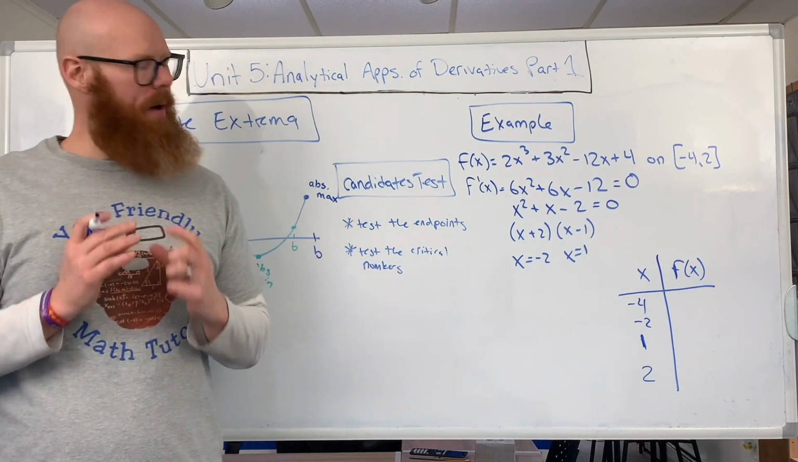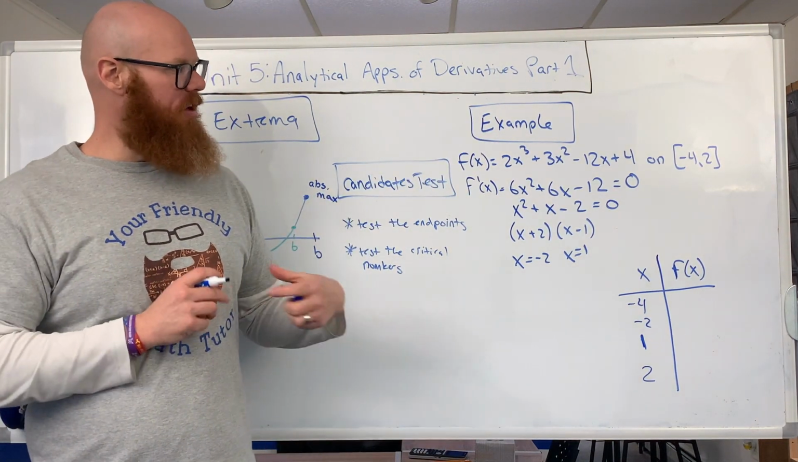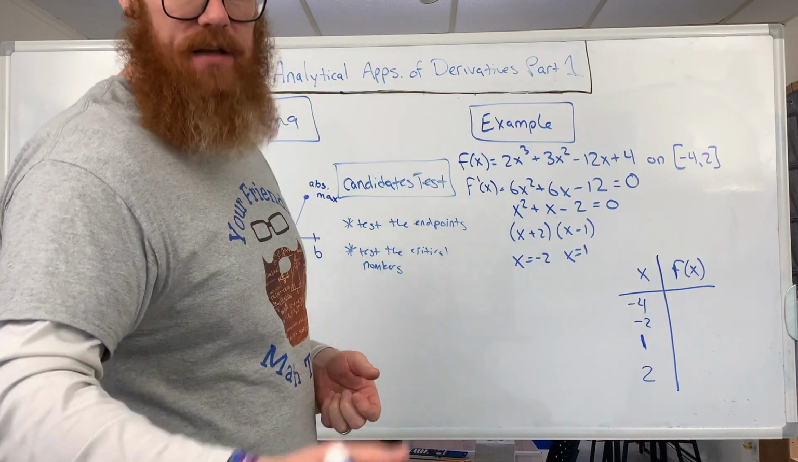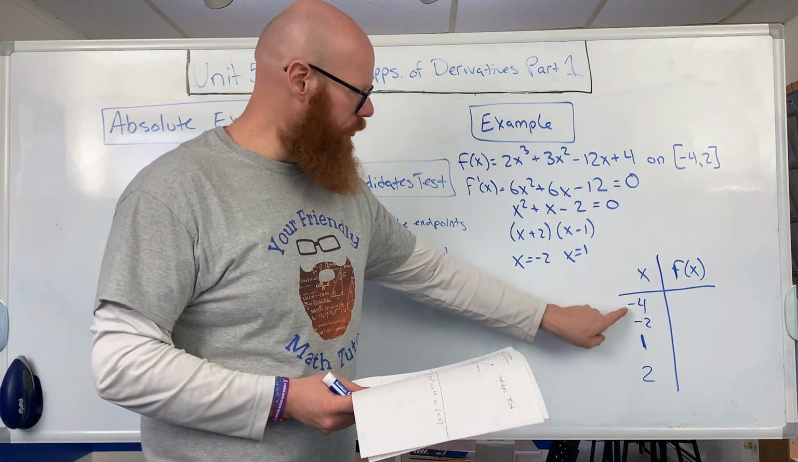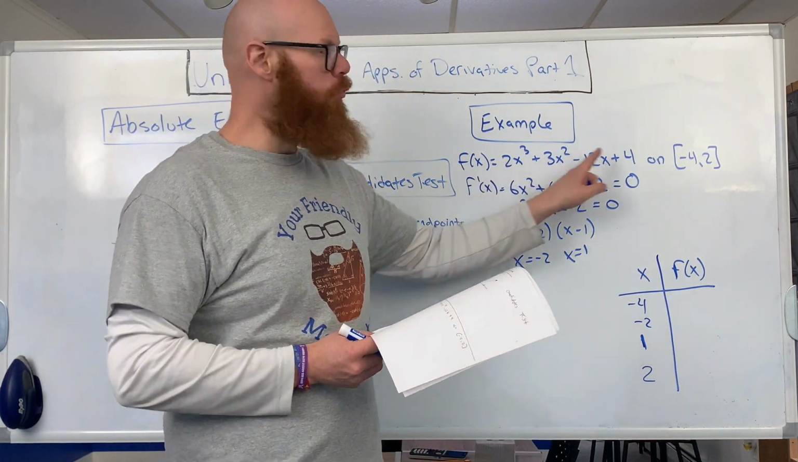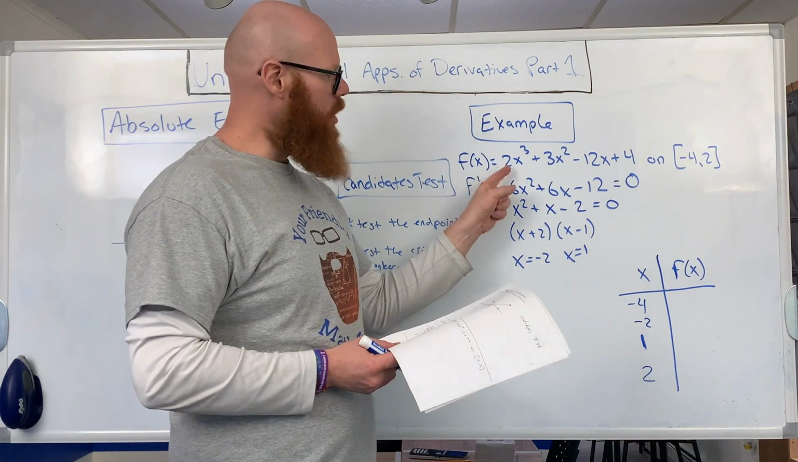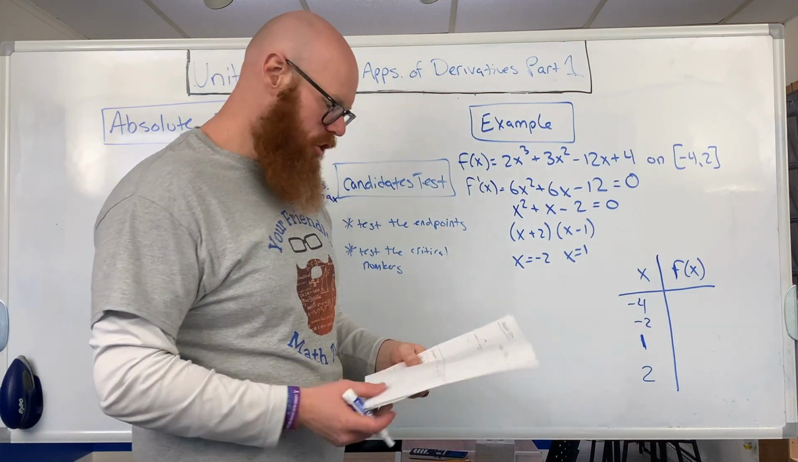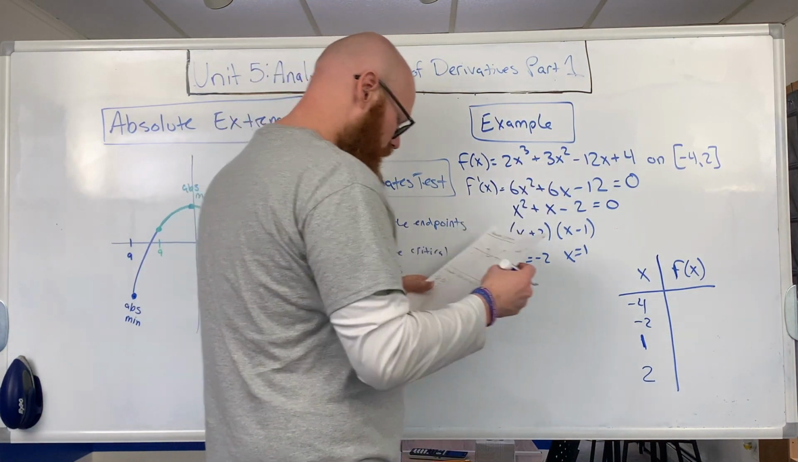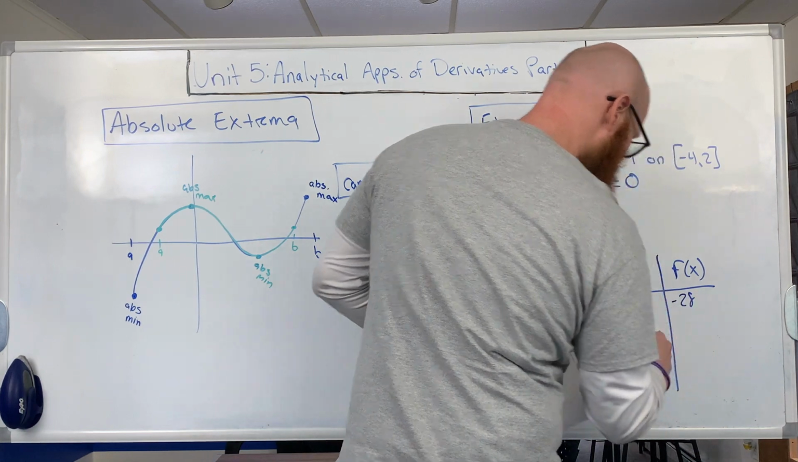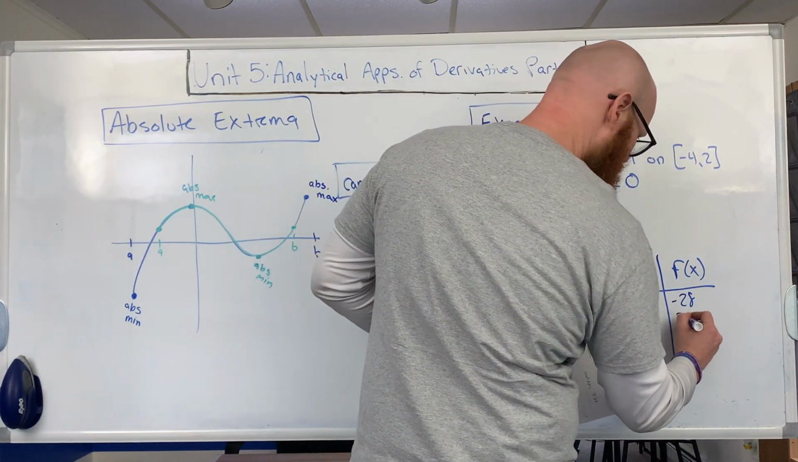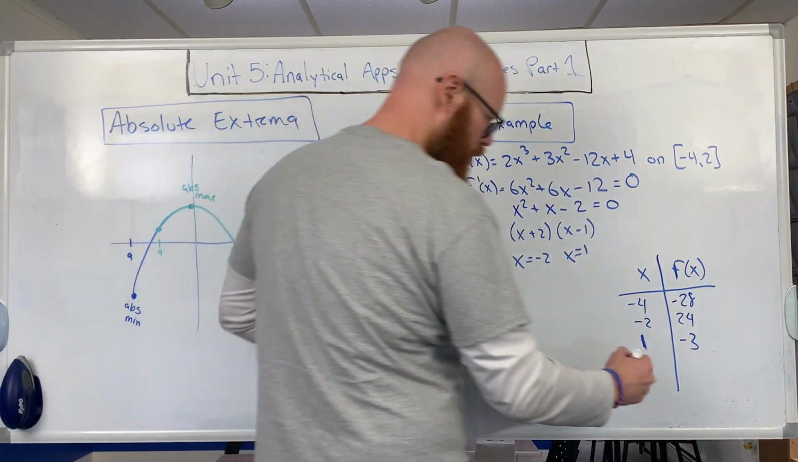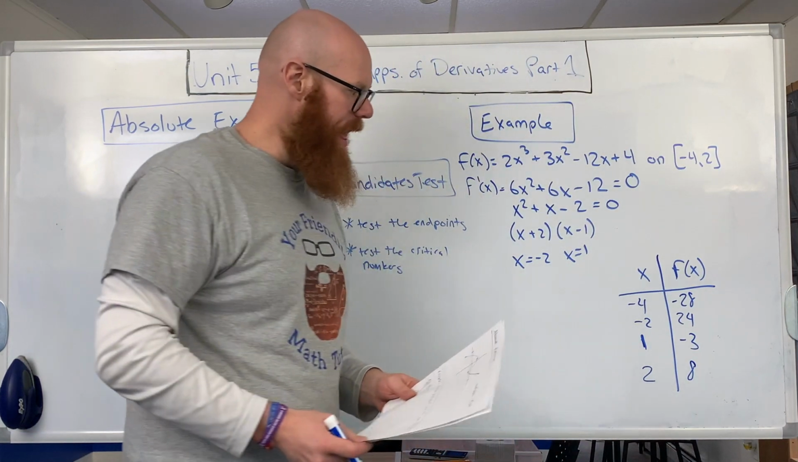They are the only possible values between -4 and 2 that could result in an absolute minimum value or an absolute maximum value. So I did this already. I plugged these in. But what I'm going to be doing is plugging these into the original, not the derivative. I want to know which one has the highest value of the original function and which one has the lowest value. So if you substitute -4 into this, you get -28. If you substitute -2, you get +24. If you substitute 1, you get -3. And if you substitute 2, you get 8. Right? So they are our values.